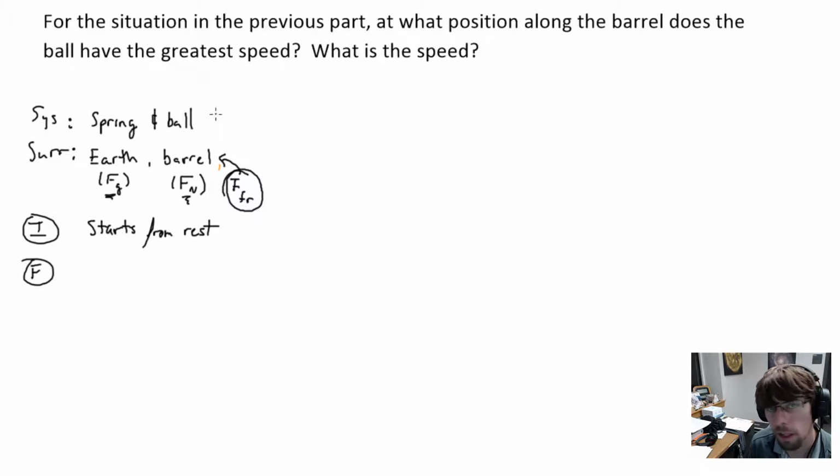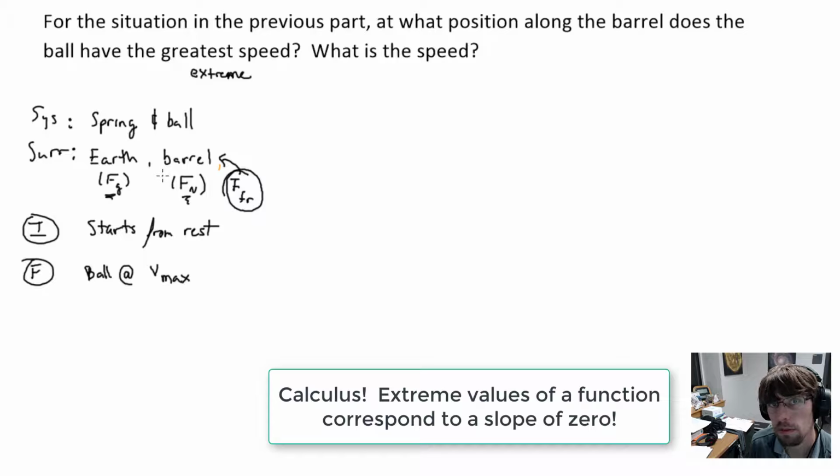So first of all, I'm going to keep the system and the surroundings the same, and the initial starts from rest. But the final state, you've noticed, I've already erased it. The final state, we want the ball at max speed. Okay. And maybe instead of saying greatest speed or max speed, maybe I say extreme. And hopefully that pings something in your head about calculus. To be continued.